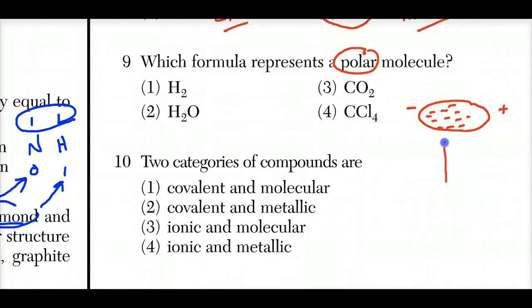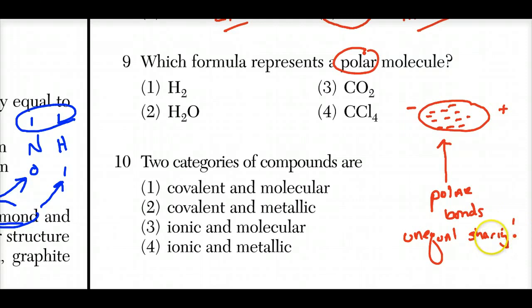But we have a scenario where we've got unequal distribution of electrons. Now, what causes that? Inside the molecule, something called polar bonds. Right, polar bonds, if you remember, are basically unequal sharing of electrons between atoms, between nonmetals. So, I need to have unequal sharing. Now, unequal sharing is tied to electronegativity.